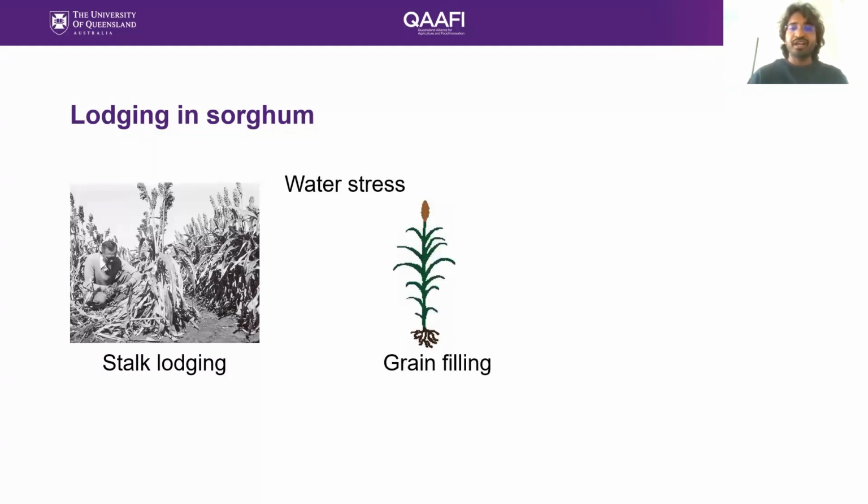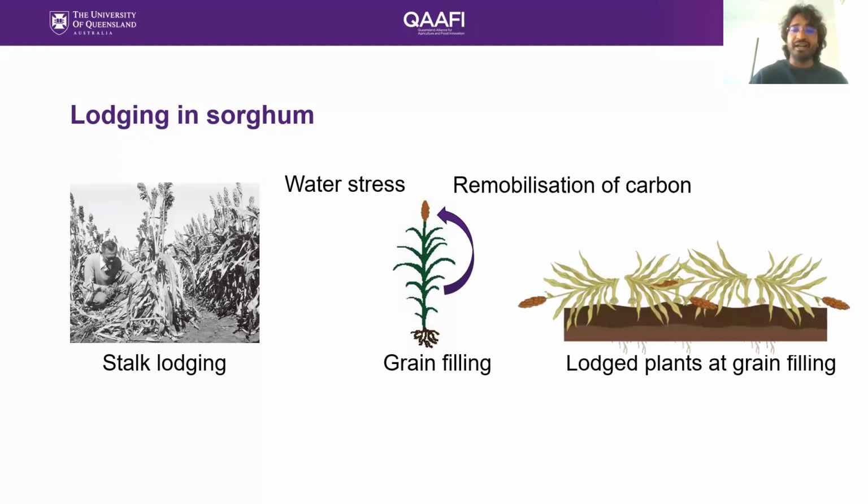Terminal water stress reduces photosynthesis during the grain filling stage. As a result, carbon is remobilized from the stem to the panicle to fill the developing grain. This weakens the stem, contributes to plant death, and increases the risk of lodging. Therefore, lodging is a major cause of both direct and indirect yield loss for growers.